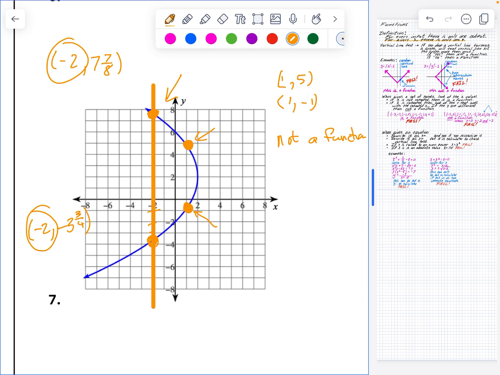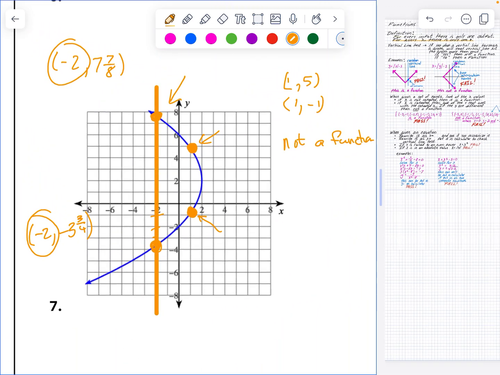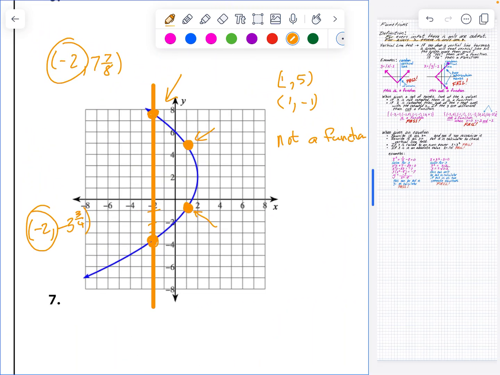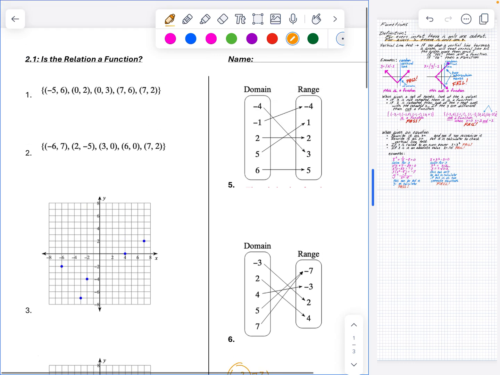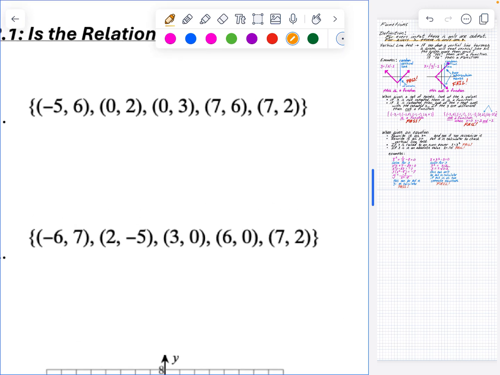Okay? And that's what all of this over here is explaining. We can give it to you as a graph, or we could give it to you as many, many points. So there are various different ways we can list relations.